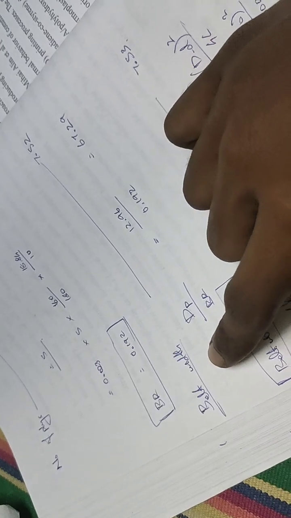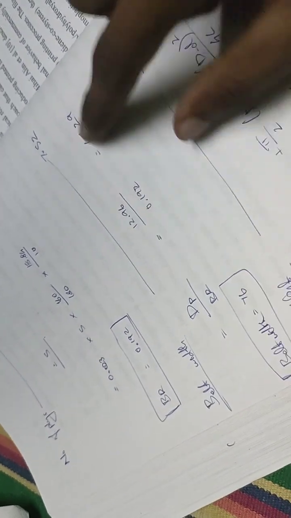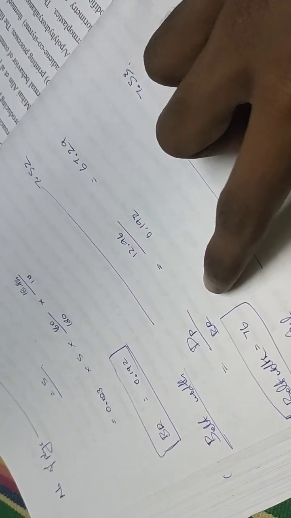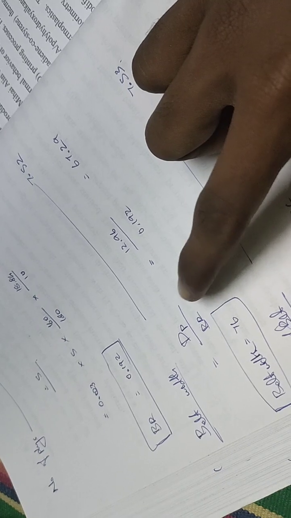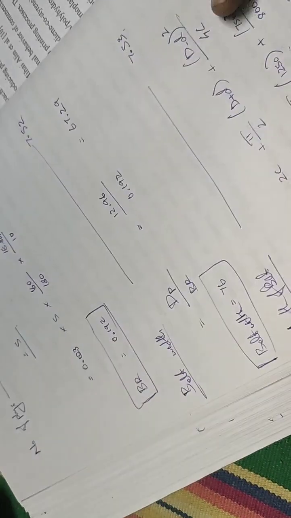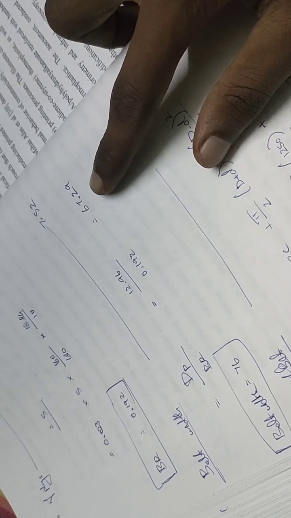In the next step I'm finding the belt width, from 7.52. First, this is the formula we should memorize: belt width equals design power by belt rating, DP by BR. The design power we got in the previous step is 12.96, and the BR is 0.192 that we have found. We have got 67.29.